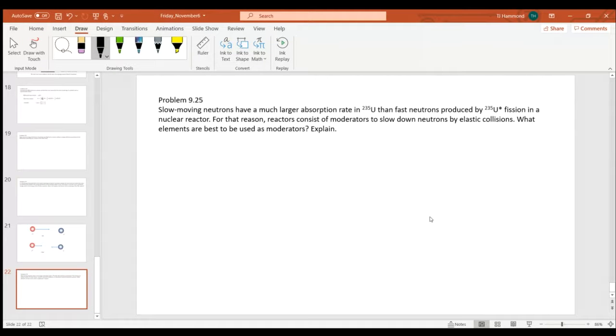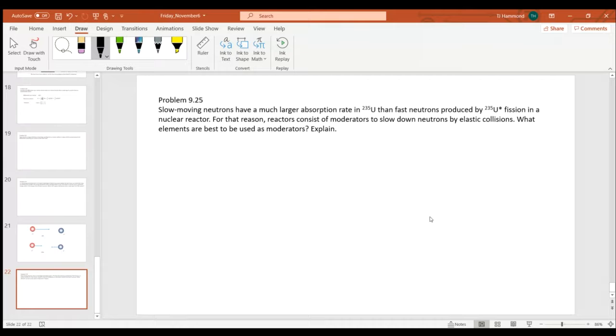Now we're going to look at problem 925. Problem 925: slow-moving neutrons have a much larger absorption rate in 235U, so that's uranium-235, than fast neutrons produced by U-235* fission in a nuclear reactor. The star means it's in an excited state. For that reason, reactors consist of moderators to slow down neutrons by elastic collisions. What elements are best used as moderators?